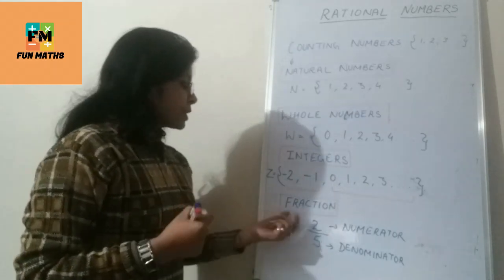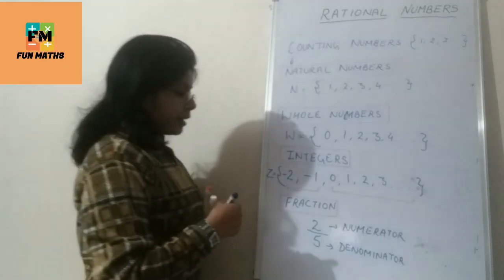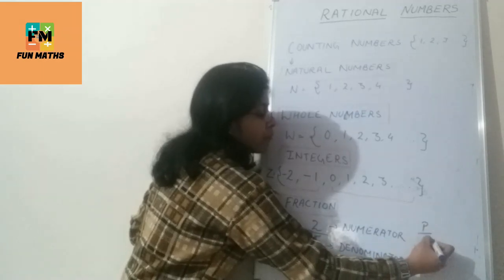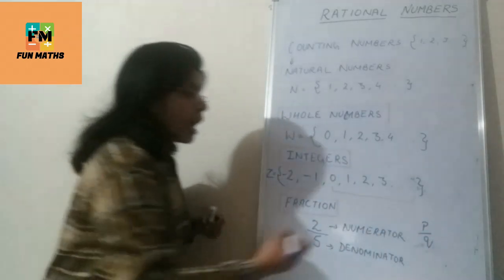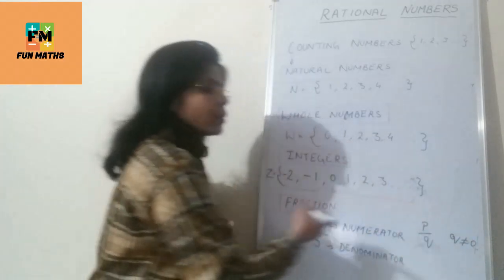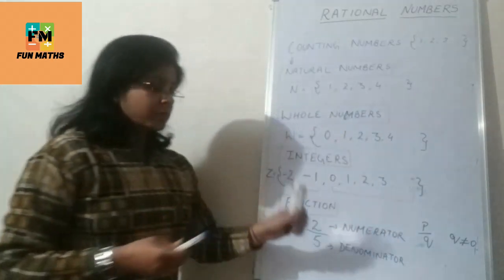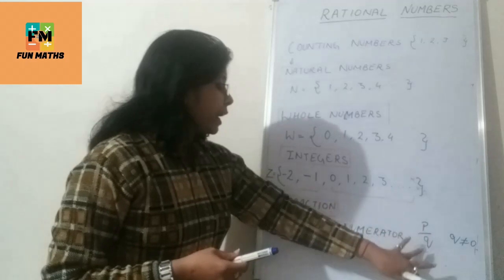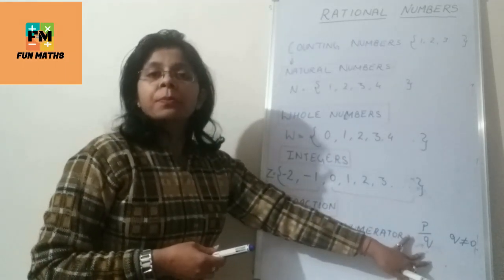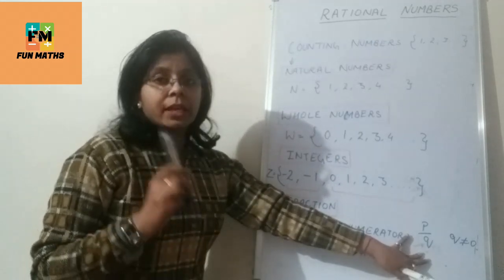Let me tell you. See, both fractions and rational numbers are represented, as we have already learned, in the form of p upon q, right? And where q should not be equal to 0. This is the property of rational numbers also. This property you have learned in fractions, right? But what is the difference? See, in fractions, children, this p and q should be whole numbers, right? Where q should not be equal to 0.